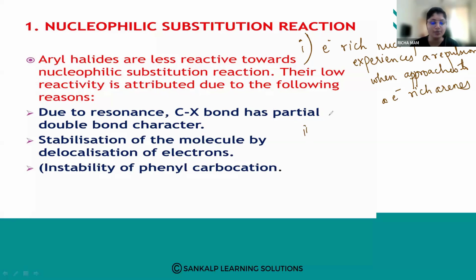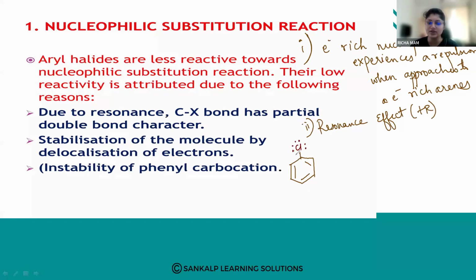Then the second point is due to the resonance effect, that is the plus R effect. Now this is a haloarene. We have taken chlorobenzene. What is happening in resonance in this chlorobenzene?